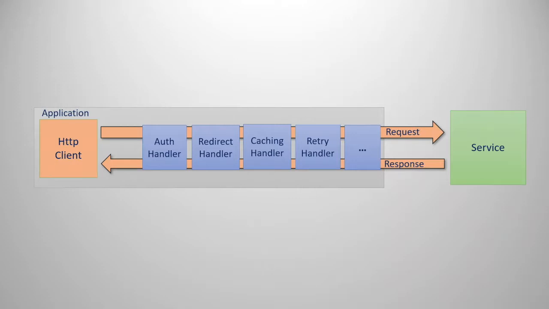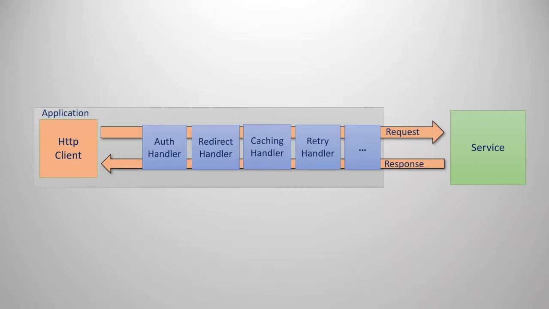We can put authorization handlers in there to generate tokens automatically. We can deal with redirects automatically. Caching, private caching, is a vastly underused capability on the client side. Bundle it in your SDK. Retry handling, who wants to deal with 429s when it can be just done automatically?